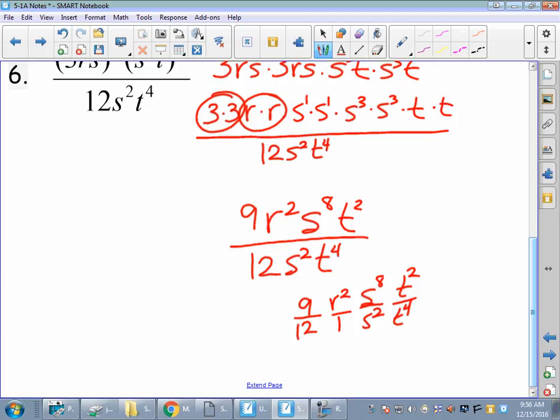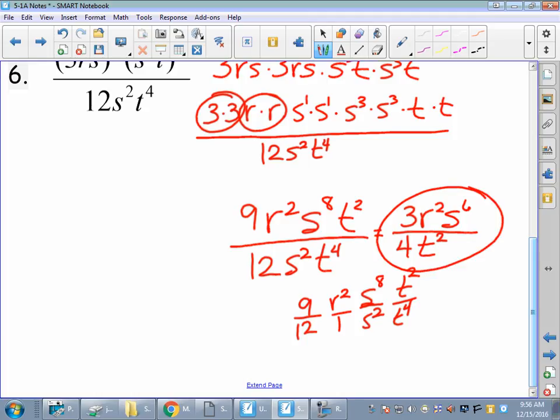Don't forget about the 9 and the 12. A 3 can be taken out of each. 9 divided by 3 is 3. 12 divided by 3 is 4. R squared remains the same. S to the 8th and S squared, I have 8 S's on top. I have 2 on the bottom. That means 2 would cancel, so I'd still have 6 left over on top. You can expand in your brain as well. If you look at the T's, I have 2 T's on top. I have 4 T's on the bottom. So when I'm all said and done, I will have 2 T's on the bottom. And there's your final answer.